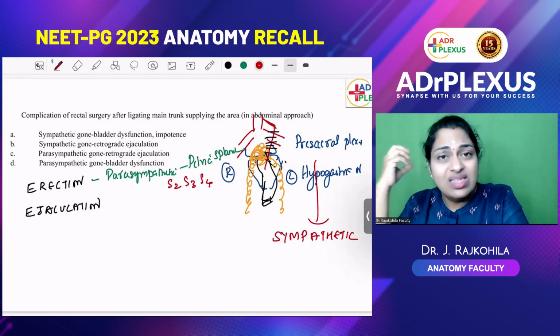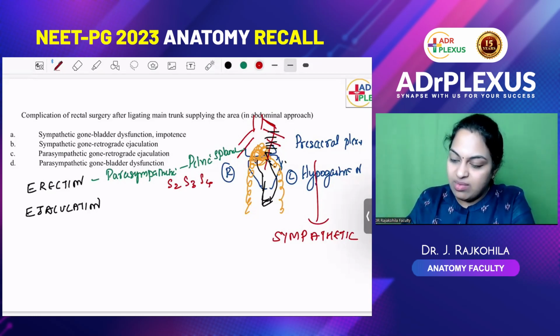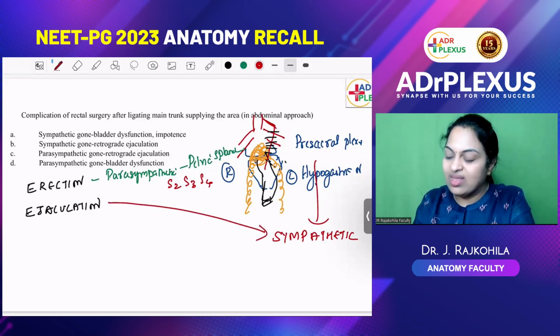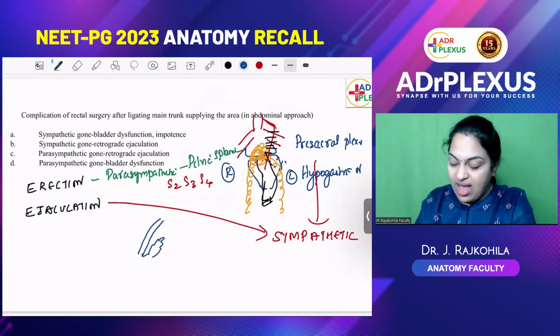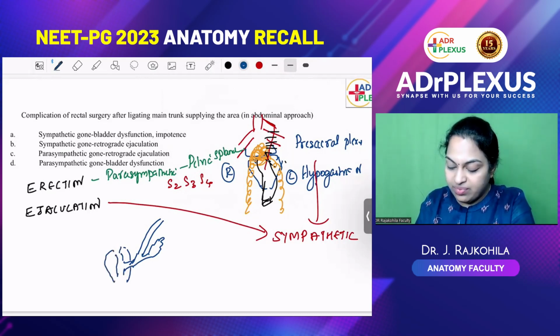And what is ejaculation? Ejaculation, remember, is a sympathetic phenomenon. So what is going to happen during ejaculation? The sperm that's produced from the testes, traversing the epididymis, has to pass through the, I'll take a different color. So you have the vas deferens, the seminal vesicle, and they have the ejaculatory duct. The ejaculatory duct is going to open into the prostatic urethra, right?